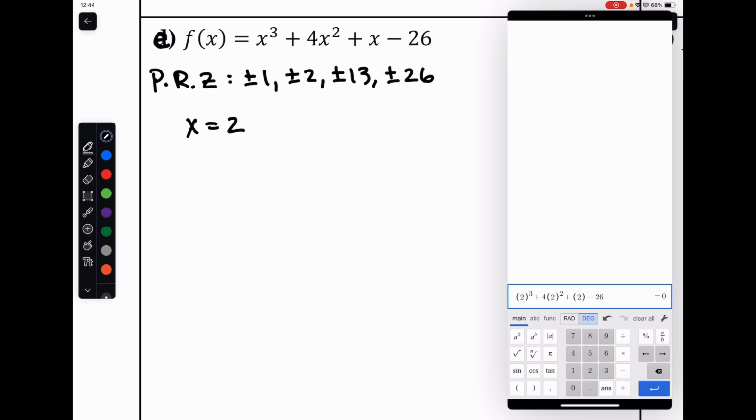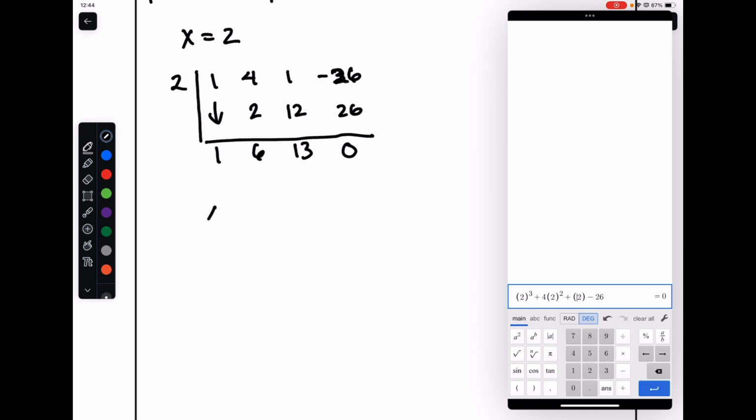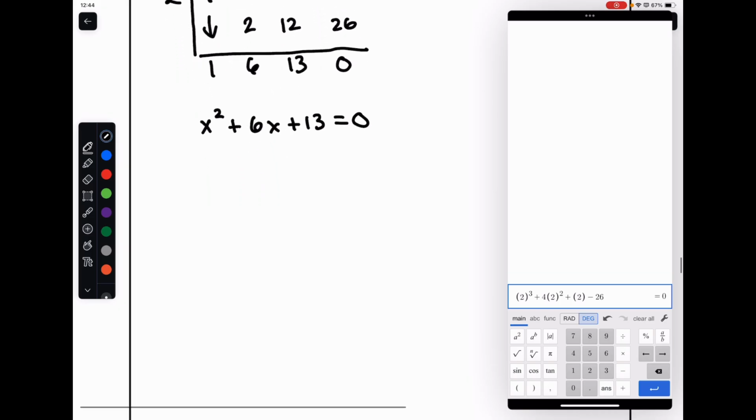So let's now use that value and use synthetic division to figure out what the quadratic will look like. So bring down the 1, this is 2, this is 6, 12, 13, 26, and then of course 0. So let's look at this. Let's see if factorization will work again, because it didn't work on the last 2 examples. Maybe we'll get lucky, and factorization will work now on this example.